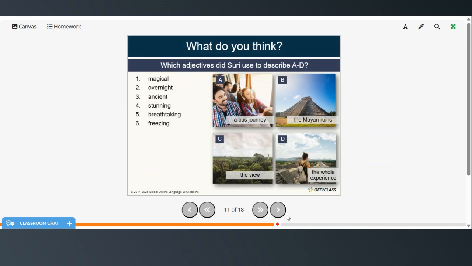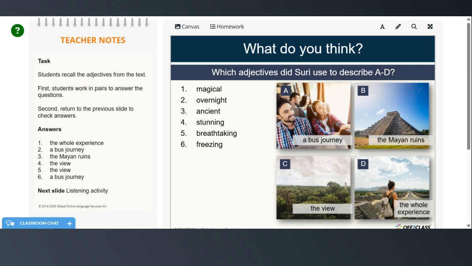So what adjectives did Suri use to describe A through D? A bus journey, the Mayan ruins, the view, and the whole experience. So she described the whole experience as magical. It was an overnight bus journey. Number 3, the Mayan ruins were ancient. Number 4, the view was stunning. Number 5, the view was breathtaking. And number 6, the bus journey was freezing.